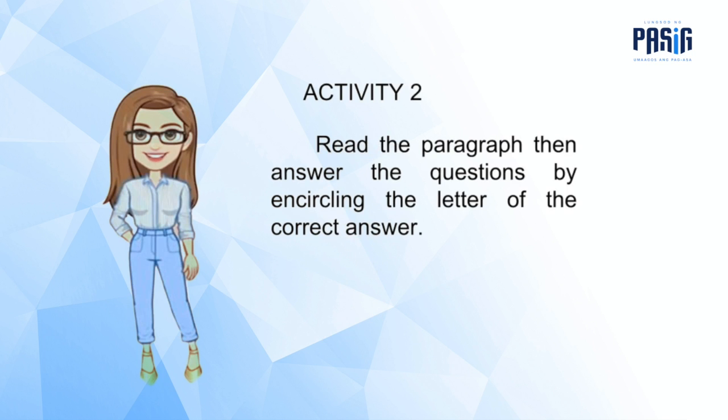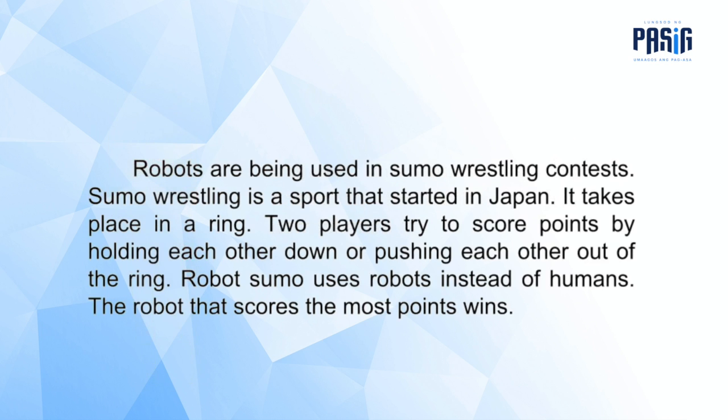Activity number 2. Read the paragraph then answer the questions by encircling the letter of the correct answer. Robots are being used in sumo wrestling contests. Sumo wrestling is a sport that started in Japan. It takes place in a ring. Two players try to score points by holding each other down or pushing each other out of the ring. Robot sumo uses robots instead of humans. The robot that scores the most points wins.